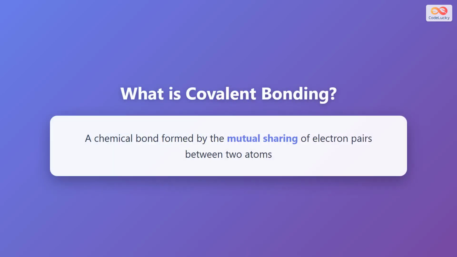A covalent bond is a chemical bond formed by the mutual sharing of electron pairs between two atoms. Unlike ionic bonding, where electrons are transferred from one atom to another, covalent bonding involves both atoms contributing electrons to form shared pairs. This sharing allows both atoms to achieve a more stable electron configuration, similar to the noble gases.